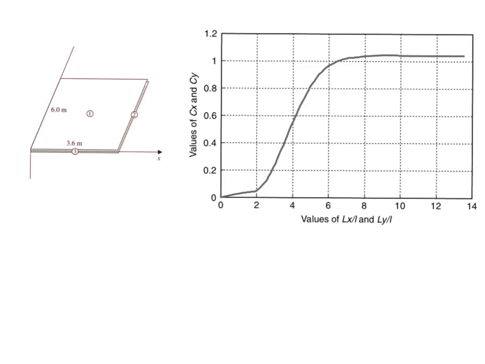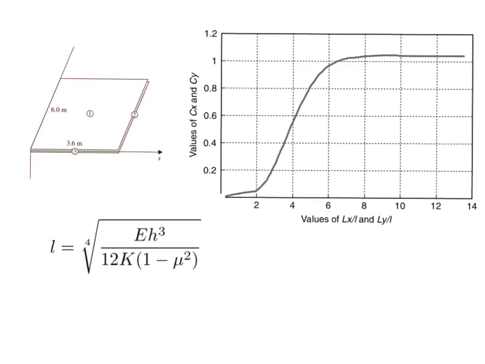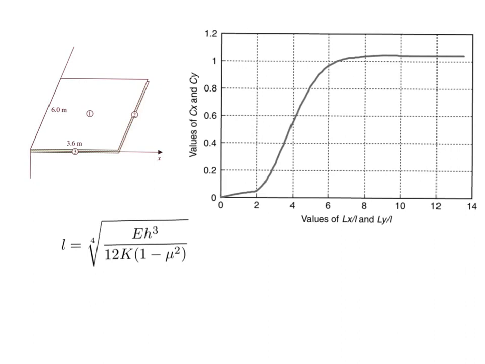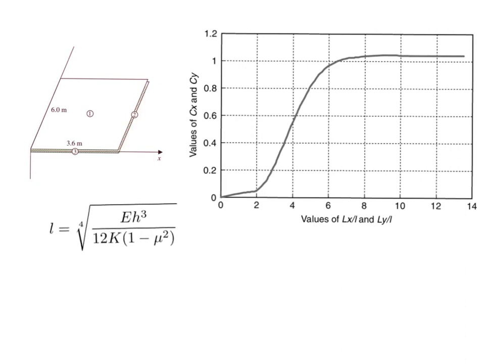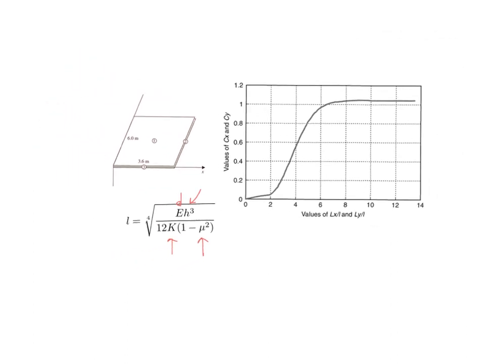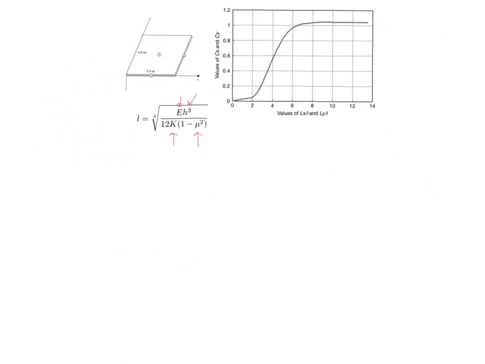The next step is to calculate L, that means the radius of relative stiffness. The radius of relative stiffness can be calculated by using the radius of relative stiffness formula, which is this expression. So here everything is already known to you. You know the elastic modulus E, you know the slab thickness, you know the modulus of subgrade reaction, you know the mu value. If you substitute these values correctly, you will be able to estimate the L value of the slab.